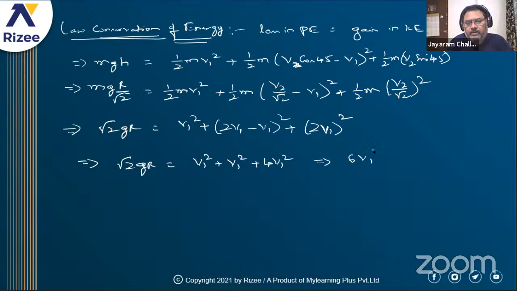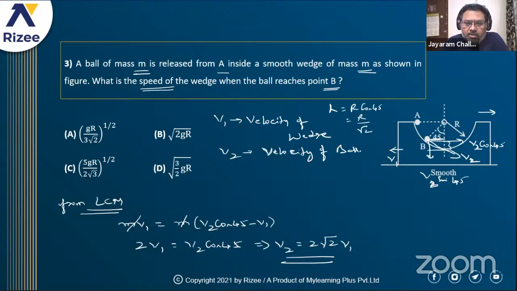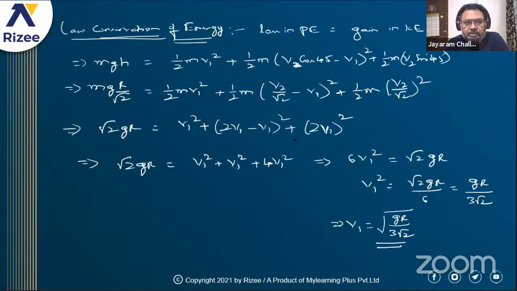From this one, 6v1 square is equal to the root 2 gr. From this one, v1 square is equal to the root 2 gr by 6. 6 can be written as 3 into 2, or the same thing can be written as gr by 3 root 2, or from this one, v1 value is equal to root over gr by 3 root 2. So this should be a relation of the wedge conditions he has asked. So we have found out this particular thing, velocity of the wedge.